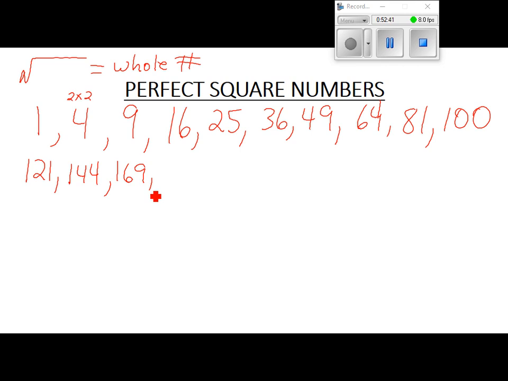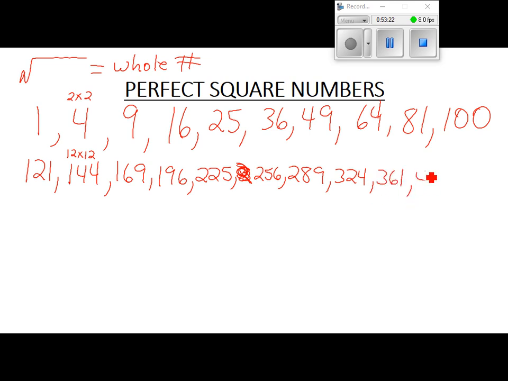What was 144? 12 times 12, right? 169 was 13 times 13. 196 is 14 times 14. 225 is 15 times 15. 256. 289. So what do we have? 15, 16, 17. What's 18 times 18? 324. 19 times 19. 361. 20 times 20, 400.